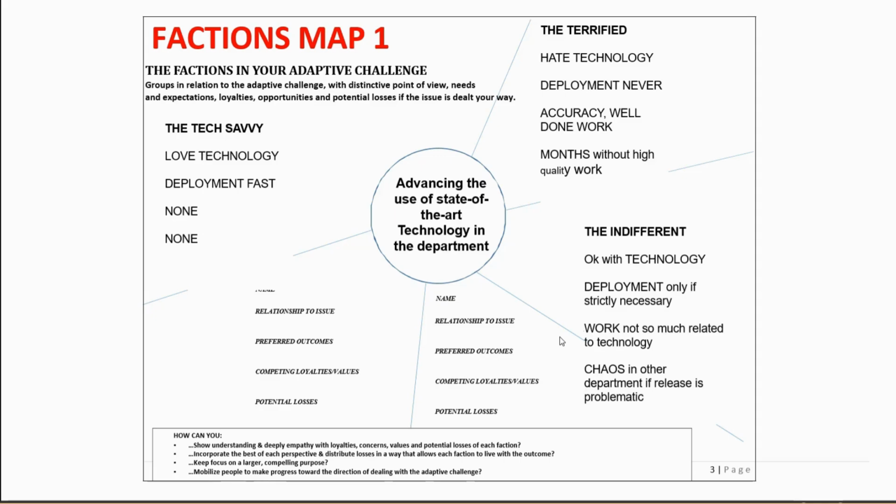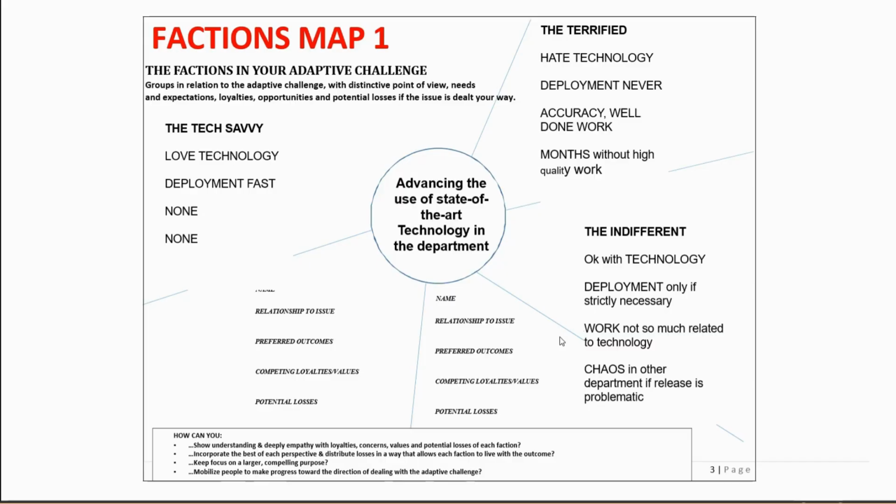You may identify your third faction, the indifferent. They are okay with the technology. They want the deployment only if strictly necessary. They don't work so much. Their competing value is the work related to technology, and their potential loss is chaos.